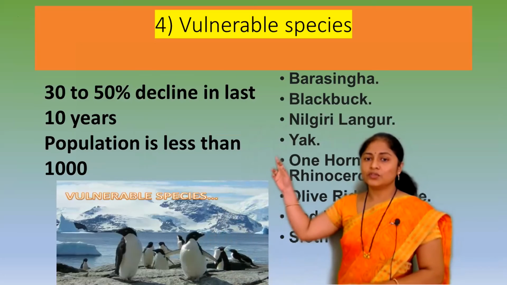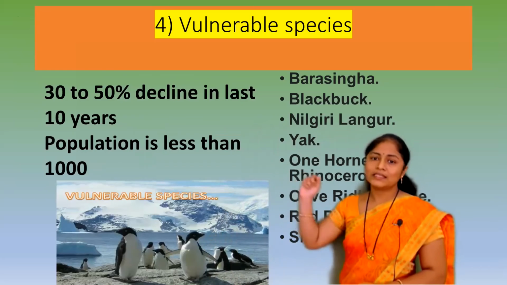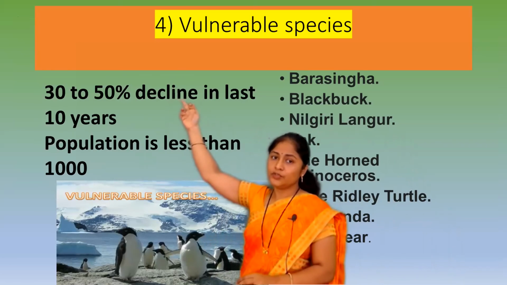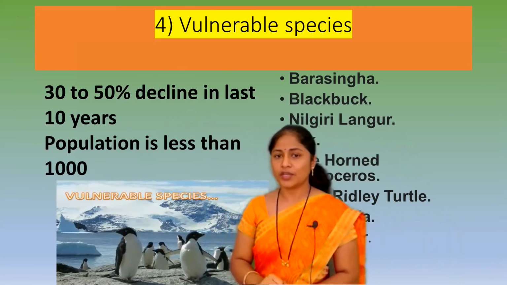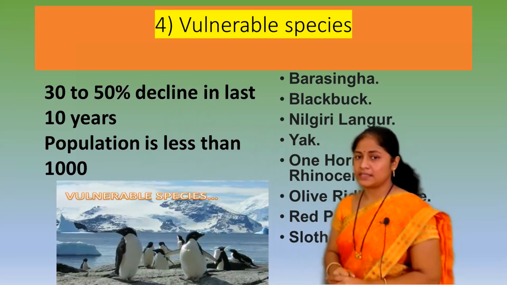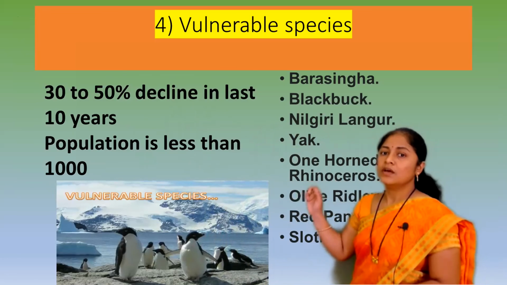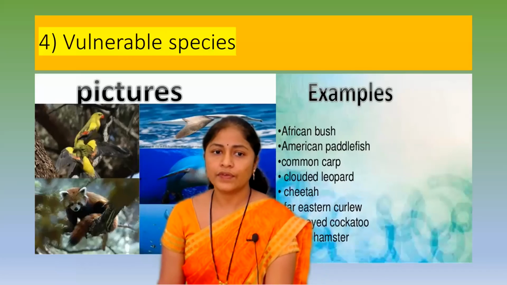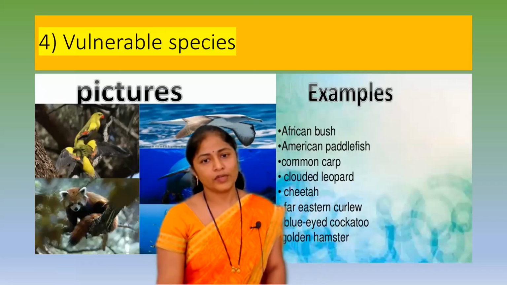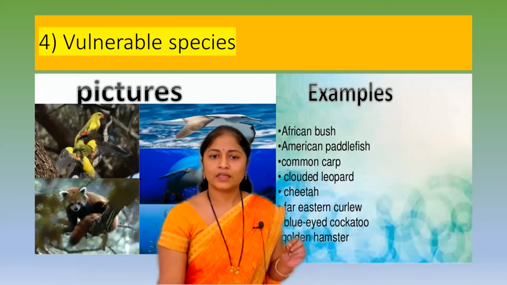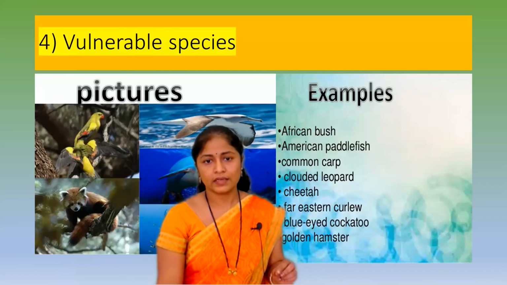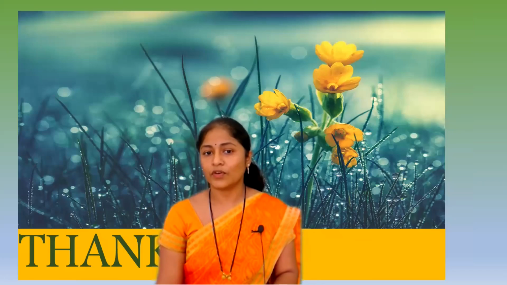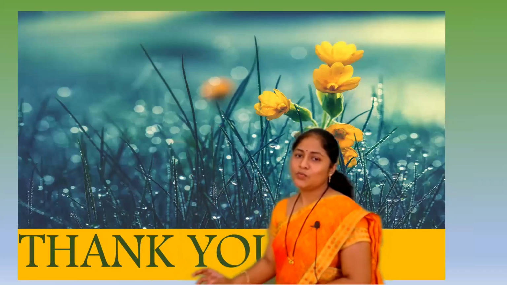And the last classification of animals is the vulnerable species. The species whose population has decreased by 30 to 50 percent in the last 10 years are called vulnerable species. Here I am showing you the list of these vulnerable species. With the help of this classification, it is very clear that it is very important to conserve all these different types of animals. Otherwise, they will automatically be destroyed from the earth, and it will be dangerous for the existence of human beings.